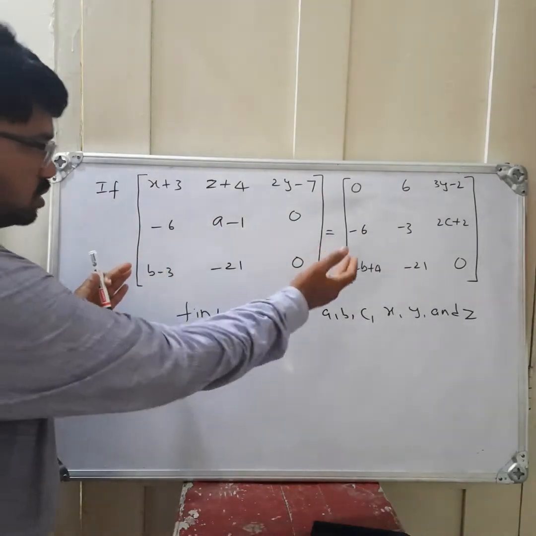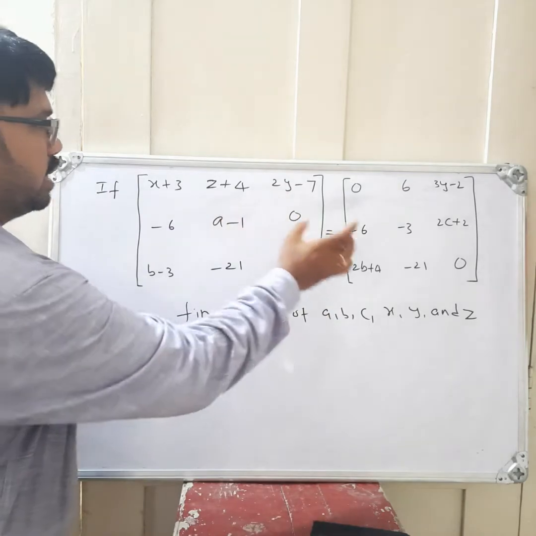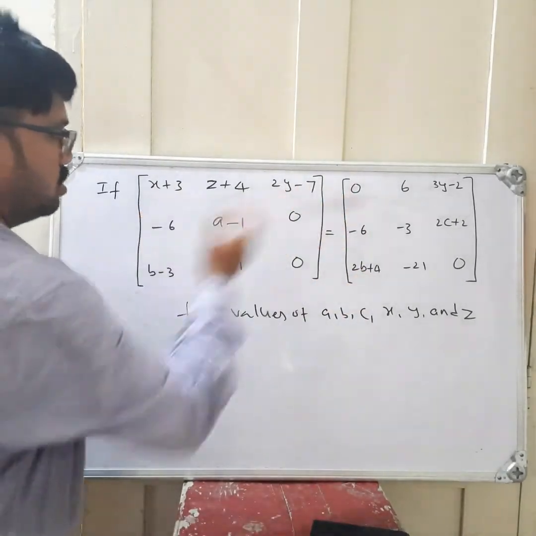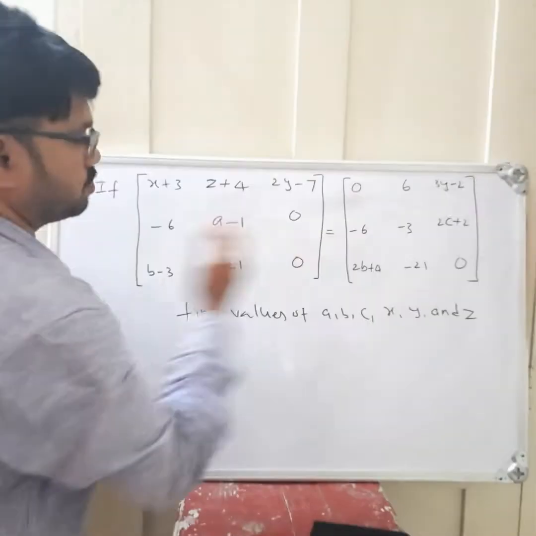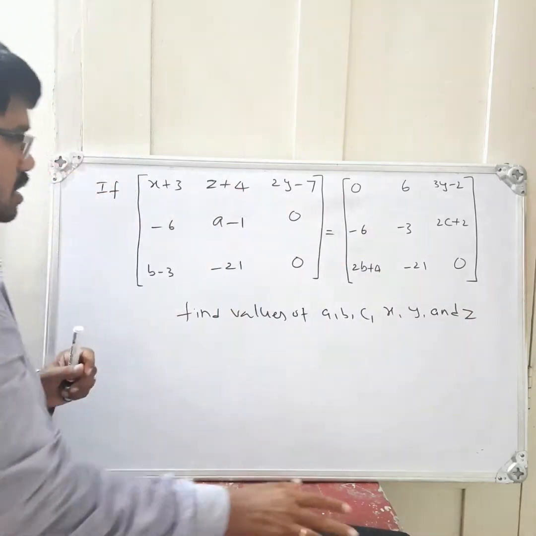Here these two are equal matrices. Equal matrices means the corresponding elements are also equal. So comparing these values on both sides, we will get the required values of the variables a, b, c, x, y, z.